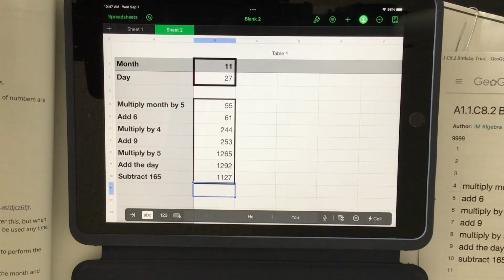Now the question is, is that always going to happen? Or do you think it's a fluke, Samantha? Samantha, when's your birthday? March what? 3/16. Now that our formulas are in there, let's try 3/16.